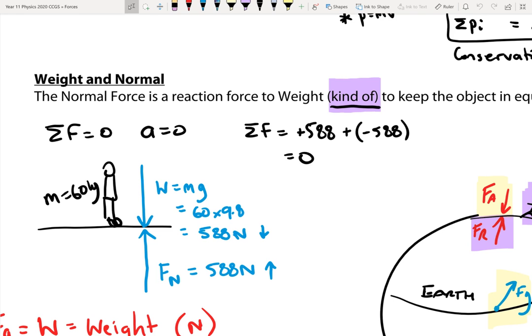So you can split this next 4 weeks up into two topics, statics and dynamics. Statics is when it's summing to 0. Dynamics is when we've got an accelerating condition or an unbalanced force.